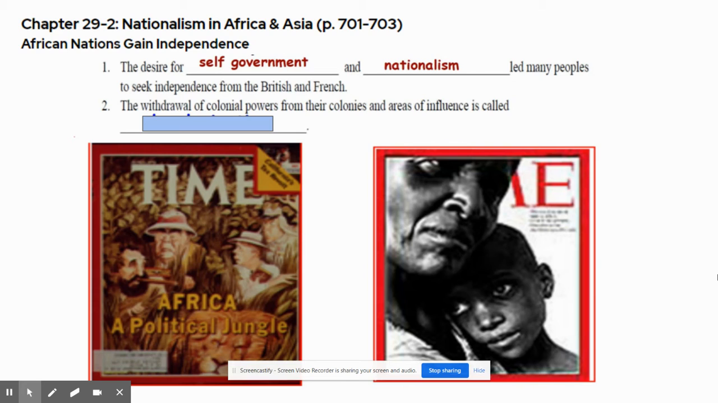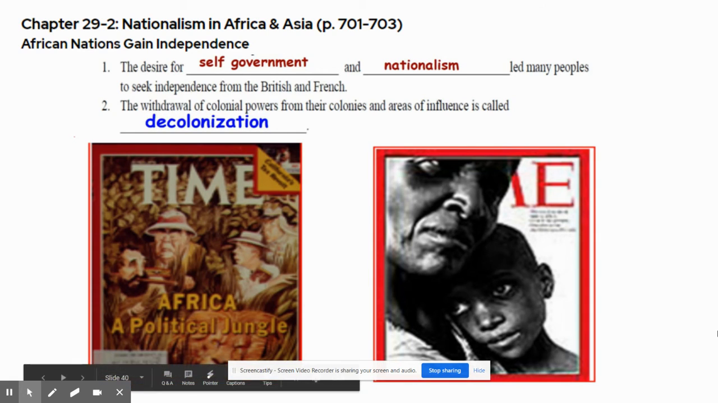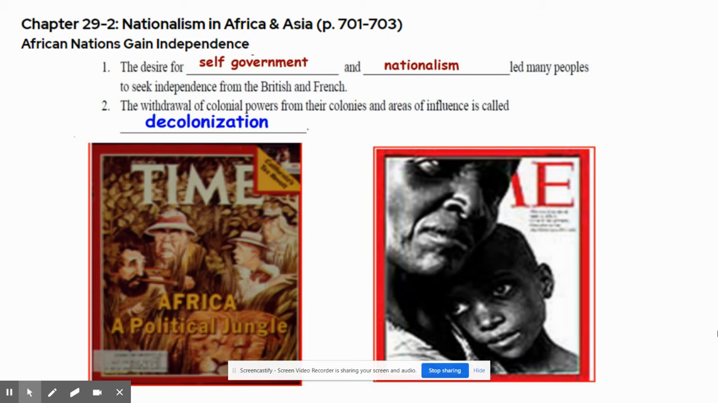And some of this came a little bit after World War One, but many of the nations of Africa wouldn't gain full independence until after World War Two in the late 1940s. So, the withdrawal of colonial powers from their colonies and areas of influence is called decolonization. And because World War II was such a costly war, economically, to places like France and Great Britain, it seemed a little more reasonable for these European powers to pull their interest out of these colonies and allow the people of Africa to have self rule.